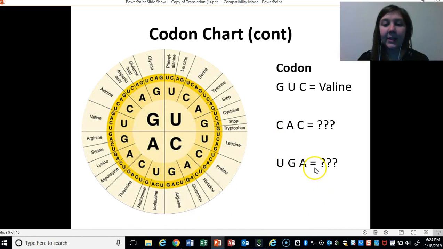Alright, and then lastly, UGA would code for stop. Okay, so again, that's another sequence or another codon that would signal the ribosome that that protein chain has ended.